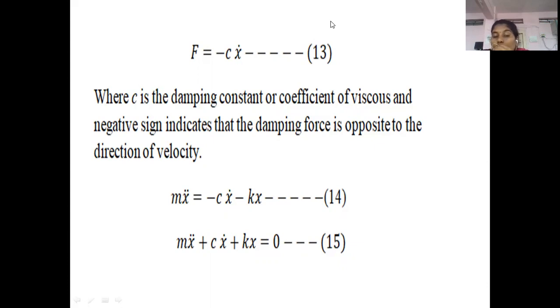From this equation, we have to calculate the values of C and S. If you calculate these values and put them in equation number 15, that will be the solution of the equation for this damped free vibration system. I hope up to equation number 15, all of you have understood the derivations.